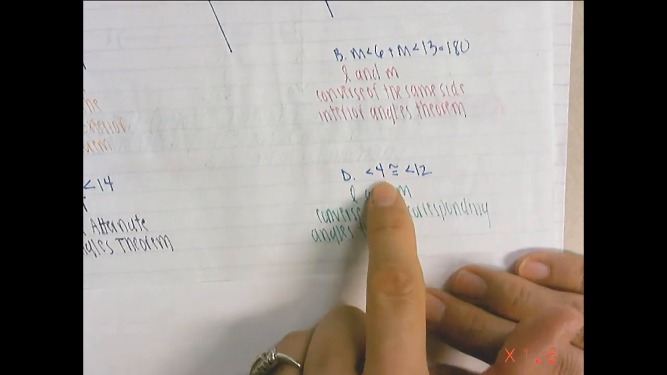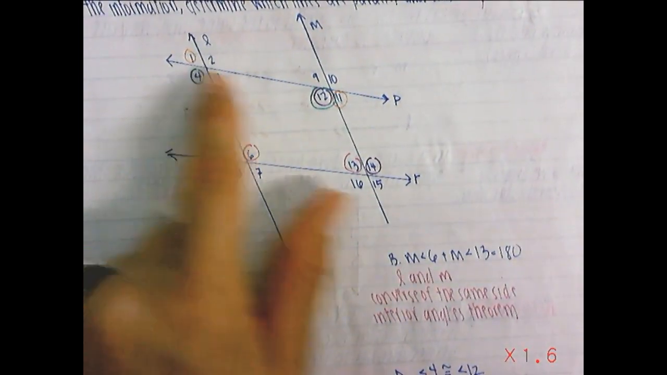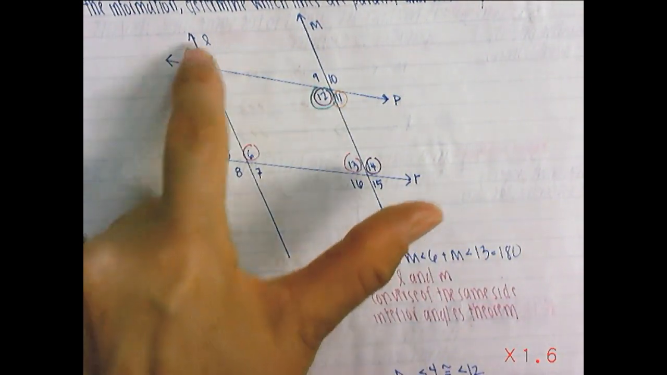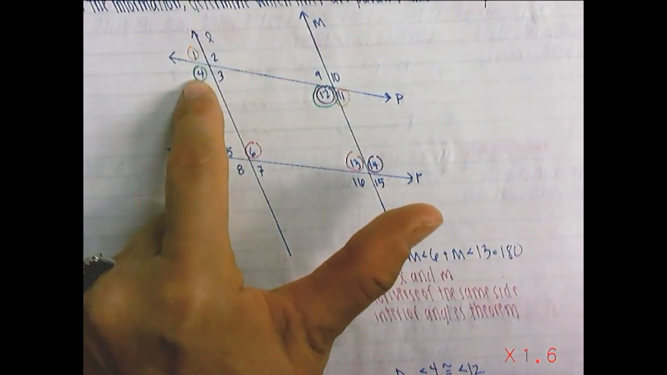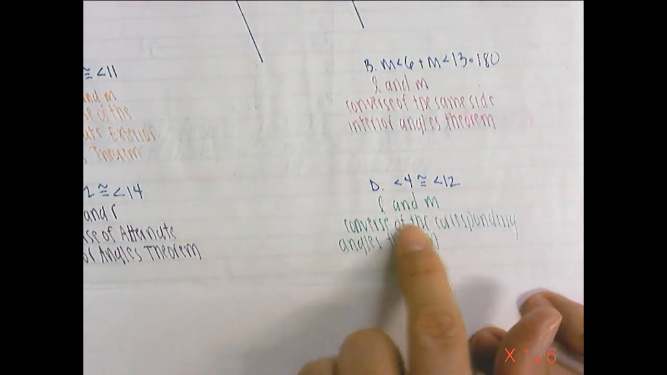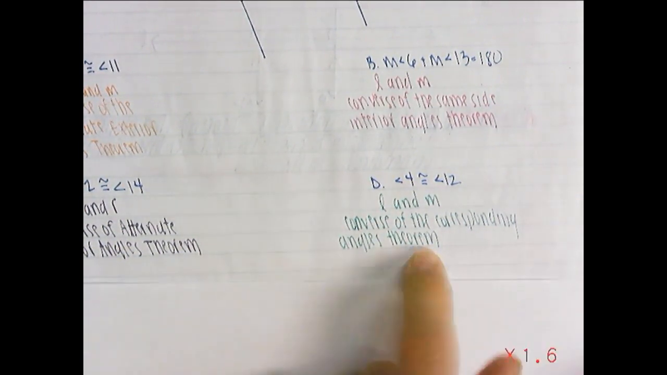And then lastly, D. Angle 4 is congruent to angle 12. Right here is angle 4 and angle 12. Those would make lines L and M parallel because they're corresponding angles. They're matchy-matchy: lower left-hand corner, lower left-hand corner. L and M would be parallel because of the converse of the corresponding angles theorem.